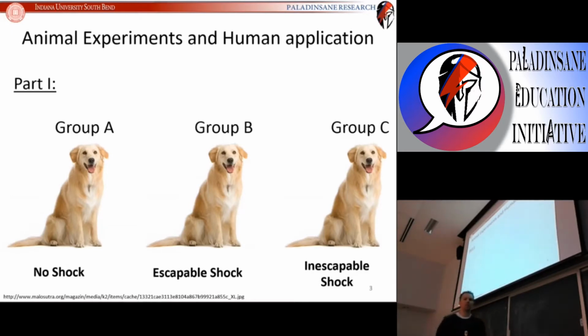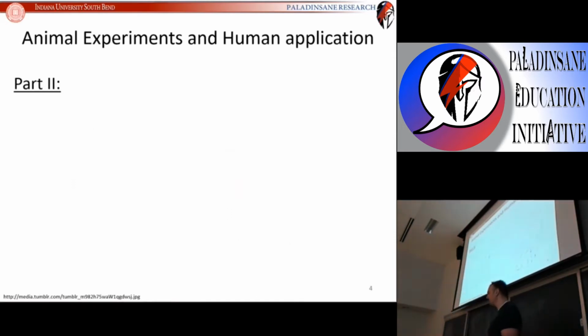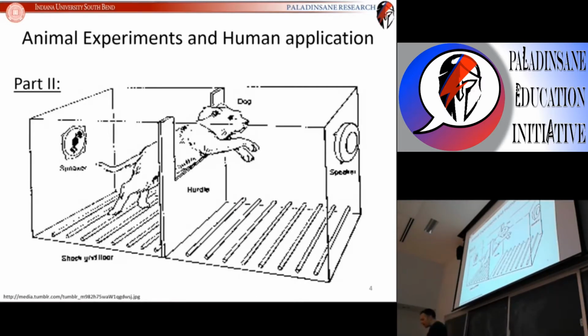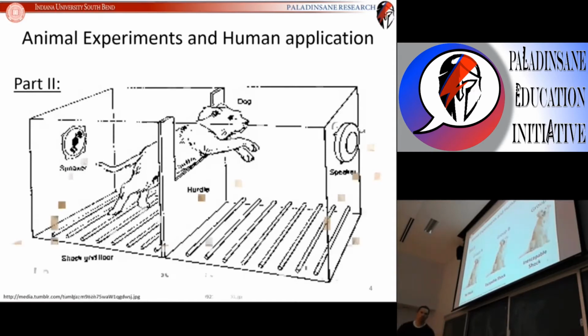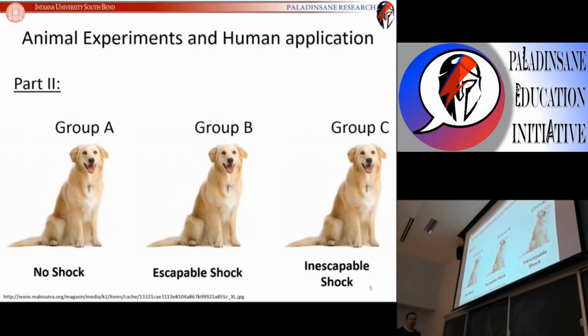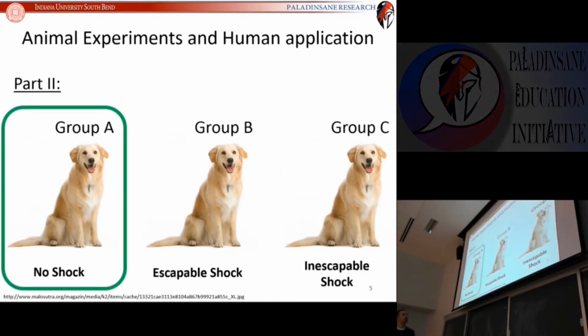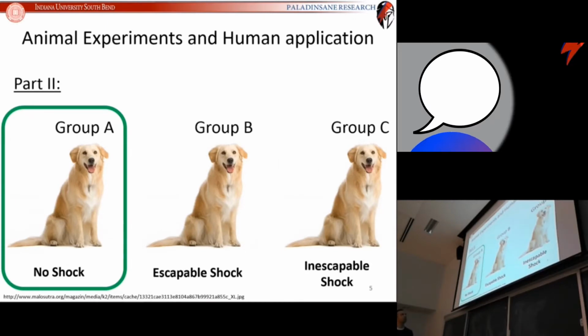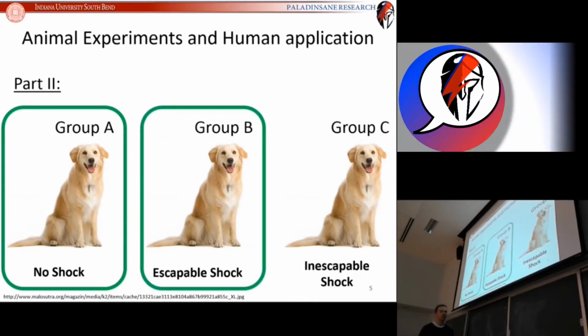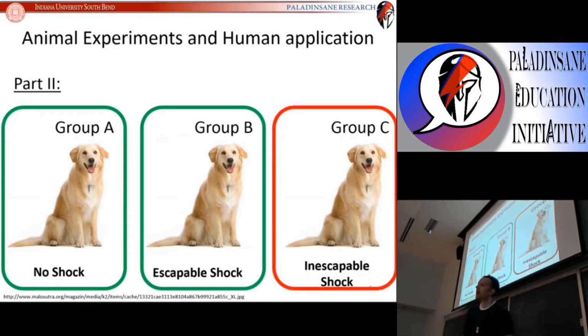And then in part two, all of the dogs were placed in the same situation. So they were all placed in a room where a tone would sound, and then the floor would be shocked, and you could escape the shock by jumping over to the other side of the room. And what Seligman found was that Group A, who was previously not shocked, was able to learn the jumping response. Group B, which was previously in the escapable shock condition, was able to learn the jumping response. But Group C had inhibited learning of that jumping response. Many of those dogs failed to learn to jump to avoid the shock.